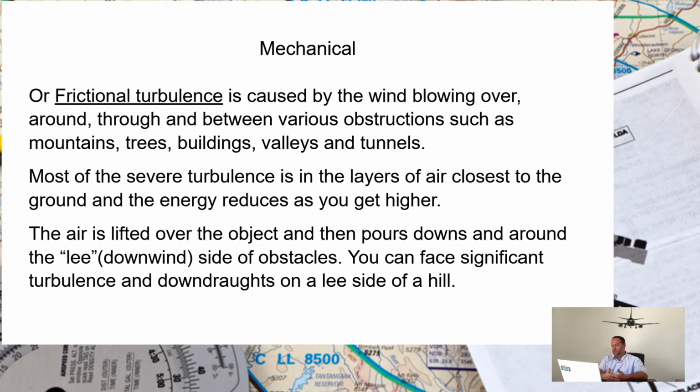Most of the severe turbulence is in the layer of air closest to the ground, and the energy reduces as you get higher. Mechanical turbulence usually is related to the ground, the lower levels. The air is lifted over the object and then poured down and around the downwind side of the obstacles. You can face significant turbulence and downdrafts on the lee side of a hill. If you have a hill here and you pass it, the hill is behind you already, you're on the lee side. All right, guys?